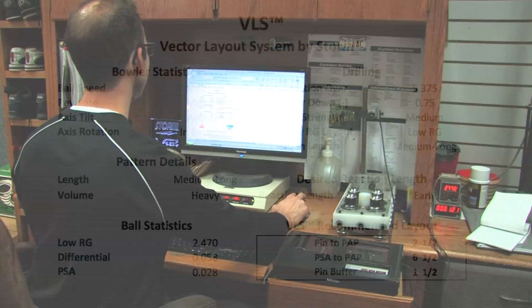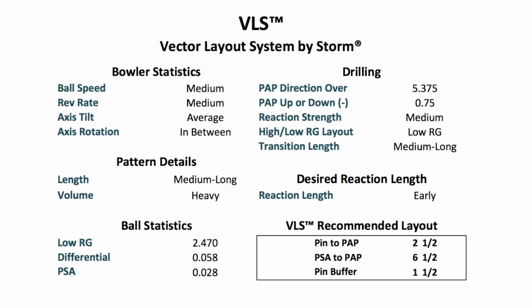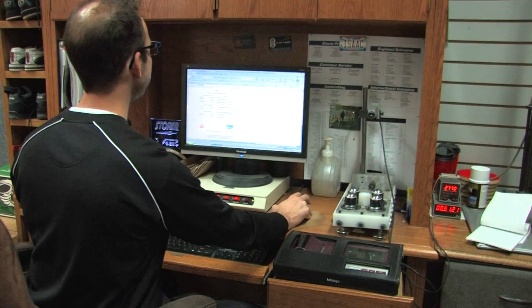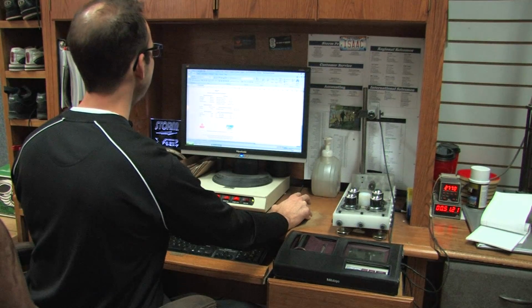The VLS does the rest of the work, and it shows the layout 2 1/2 by 6 1/2 by 1 1/2. So the pin's going to be a little closer to the axis. The PSA is going to be a little farther away, a little bit left of our thumb, based off of Louis' positive axis point. And then it's going to have a 1.5 inch pin buffer. So let's go map that out.